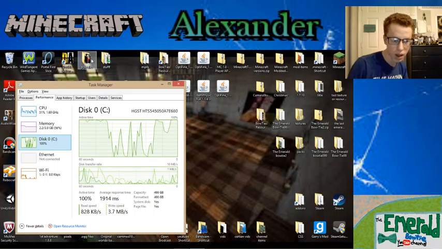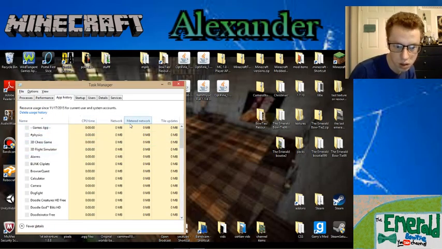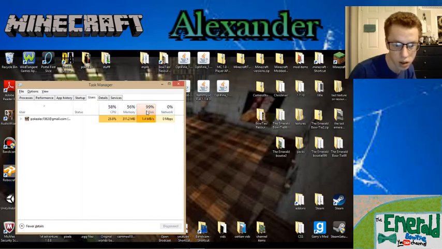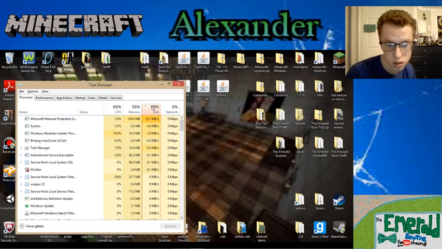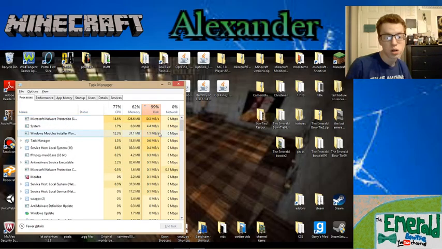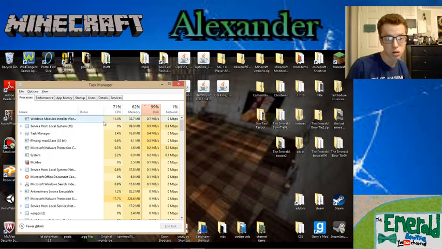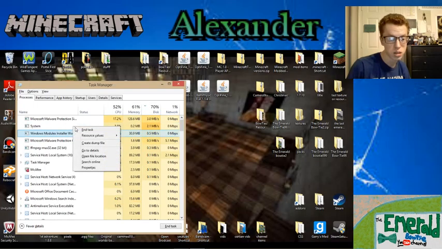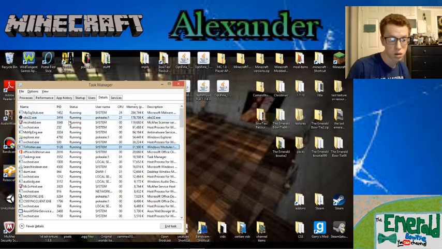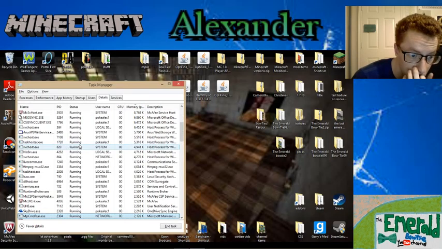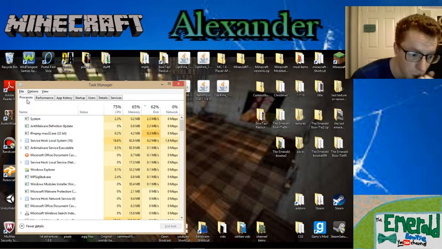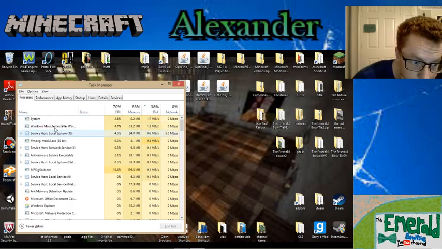Okay, what the heck is with this? Disk. What is with the disk? What is with the disk? Okay, processes. Let's look at disk. Malware protection. Oh, you've got to be kidding me. You've got modules installer. Windows modules installer. What? What the heck? I mean, seriously.